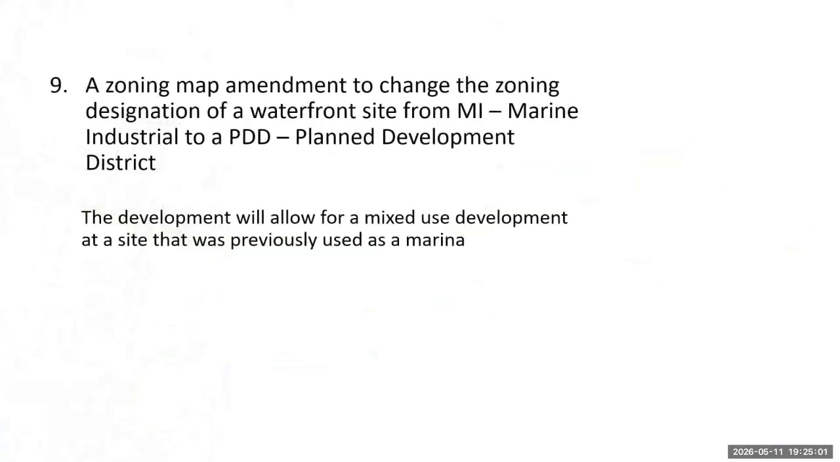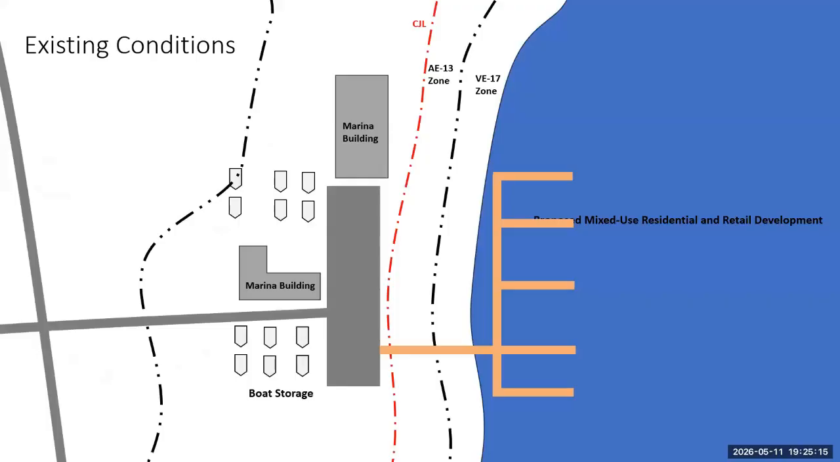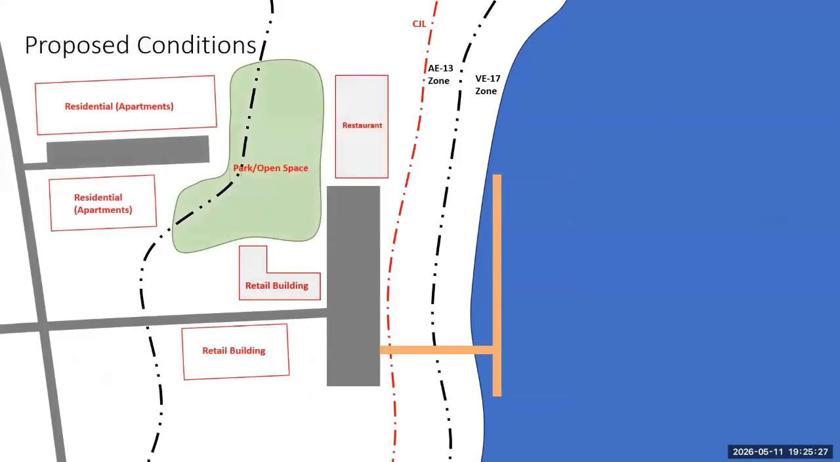But you might have a case where they're rezoning, say, from marine industrial to a planned development district, and the development will allow for a mixed-use development at the site that was previously used as a marina. Still a mandatory referral, but in this case, you have your existing conditions here where there's maybe an old marina that's not being used anymore. The site's being used for boat storage, and say a developer comes in and wants to convert those buildings to maybe a restaurant, a retail building, some residential uses outside the flood hazard area here, maybe a park and open space. This is a situation where the commission might review and say, hey, this used to support a marina.